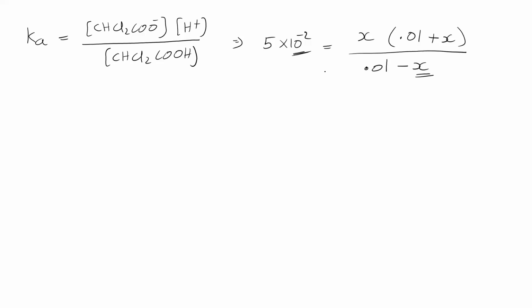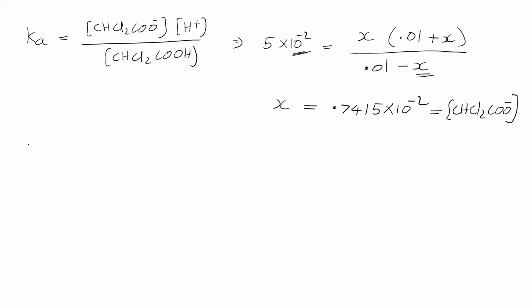So now we are solving this and we are getting the X value. X is equal to 0.7415 into 10 to the power of minus 2. X is the dichloroacetate ion concentration.